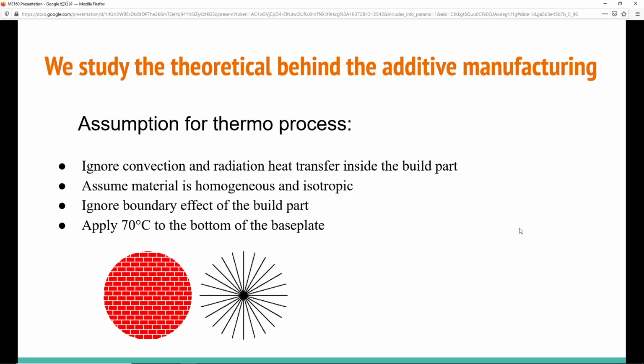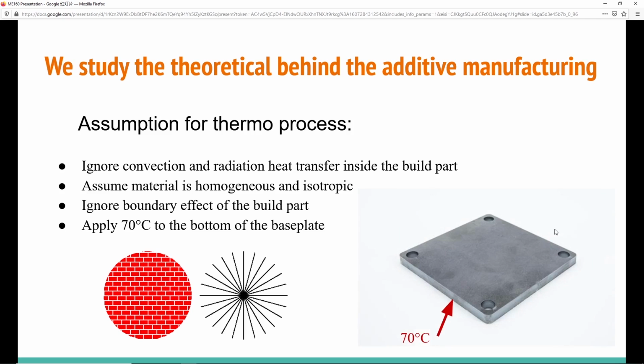We also ignore the boundary effect of the build part to simplify the problem, and then apply 70 degrees C to the bottom of the base plate. Heating the bed dramatically improves the print quality and avoids warping. Warping in 3D printing commonly happens because of uneven cooling rate, so without initial heat, if we don't apply 70 degrees C here, our model will easily encounter warping and deform, especially at the edges.